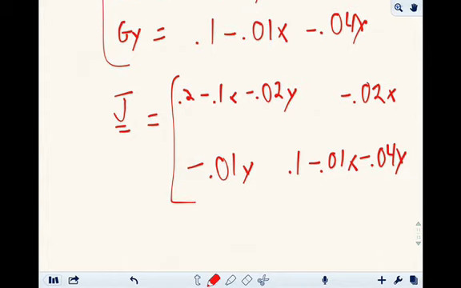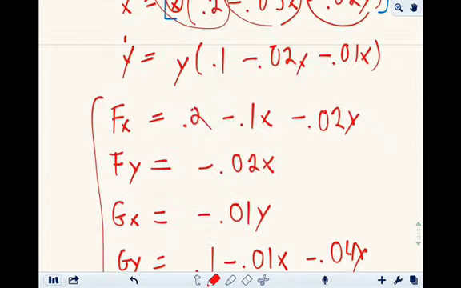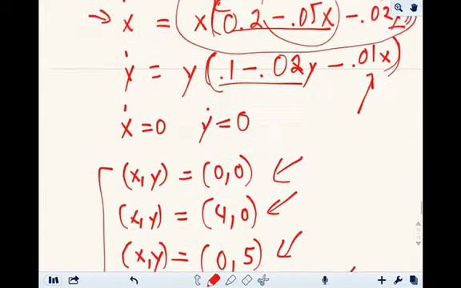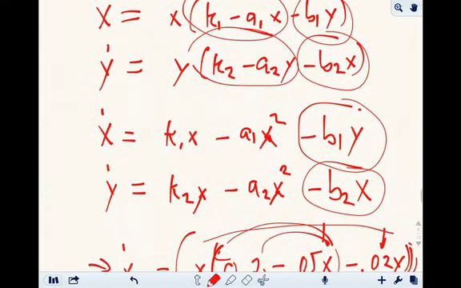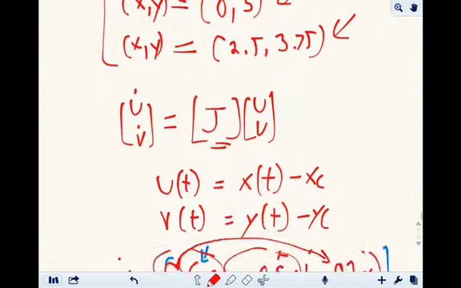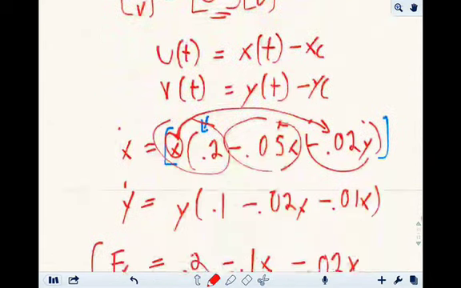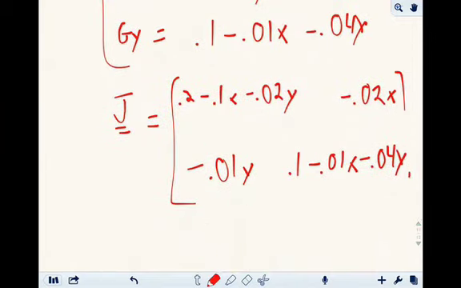If we have no coupling, we have a purely diagonal system. The coupling comes in the off diagonal terms. Those minus 0.02 and minus 0.01 were originally these parameters, b1 and b2 in the system. If b1 and b2 are 0, we have no off diagonal terms. The Jacobian looks like this, and then what we do is evaluate this at each of the critical points, producing a constant matrix from which we can derive the eigenvalues.